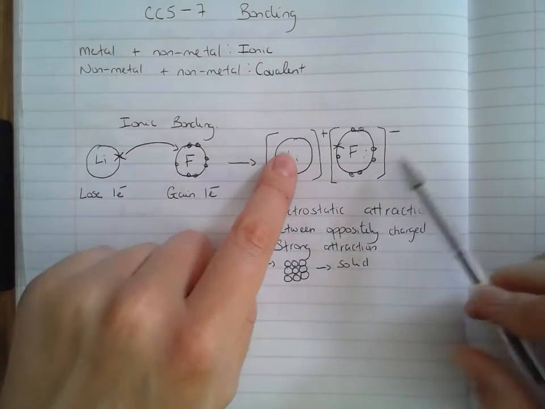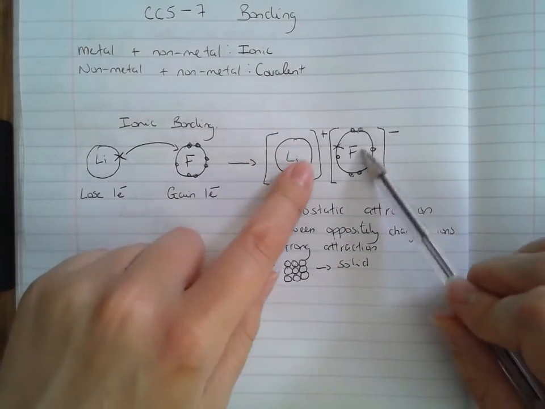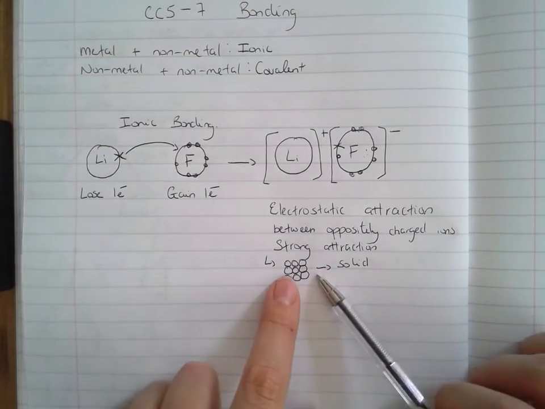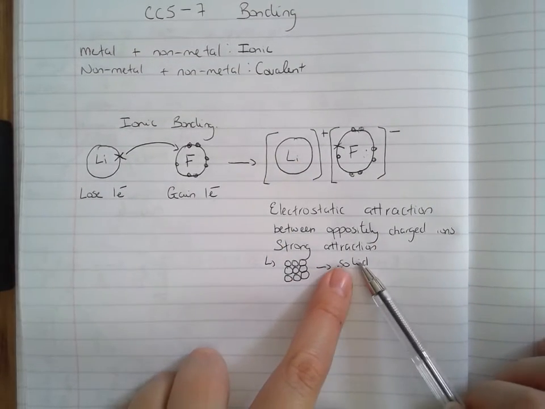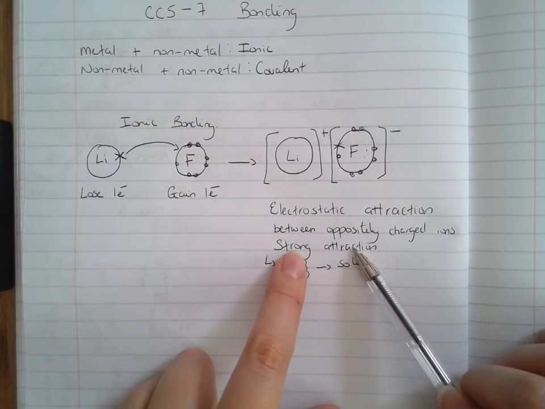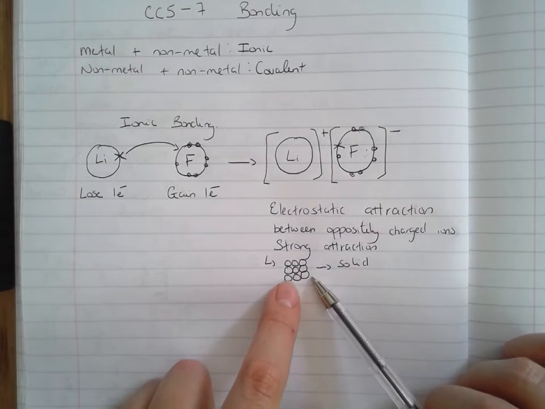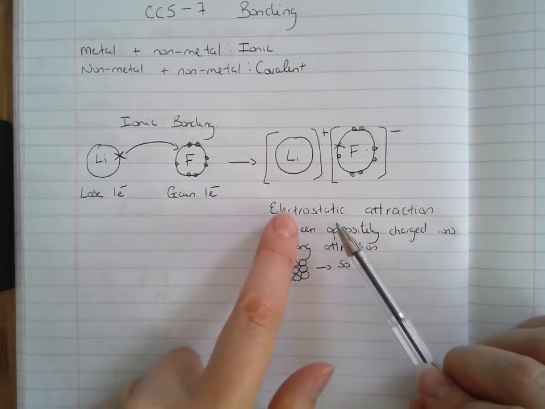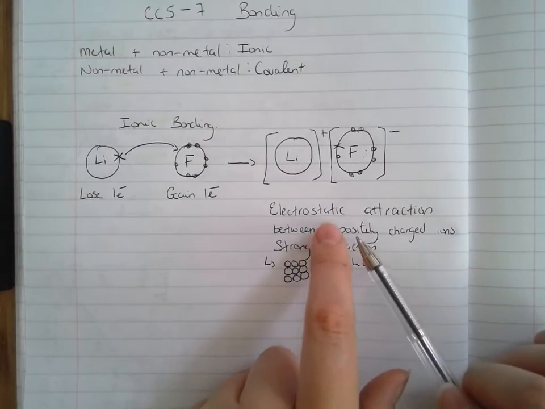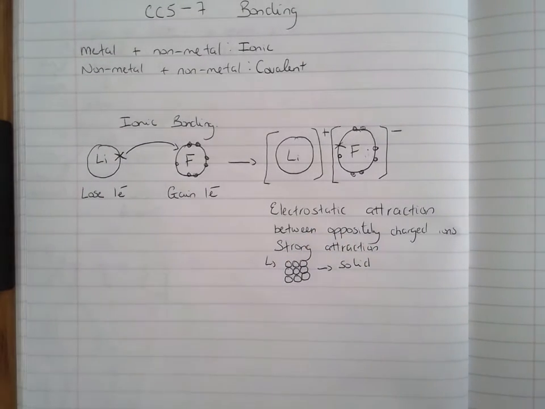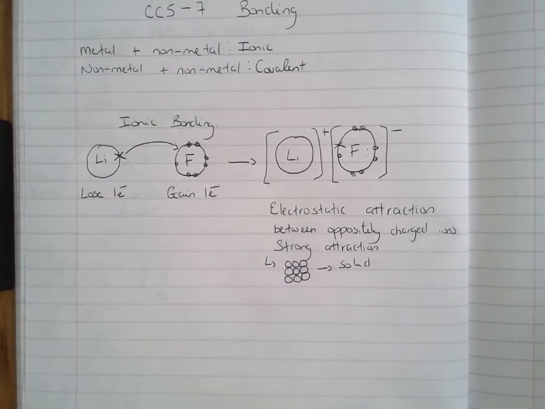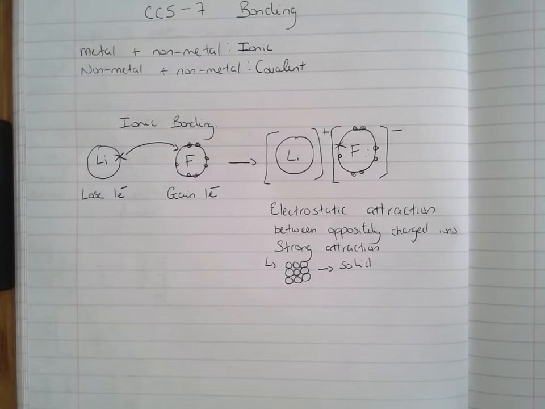So I can say that lithium fluoride, which is what this is called, is going to be a solid at room temperature. And the reason it's solid is because there's a very strong attraction between the particles. The name of this strong attraction is the electrostatic attraction, and it's between oppositely charged ions. Okay, it means ionic compounds are going to be solid at room temperature.